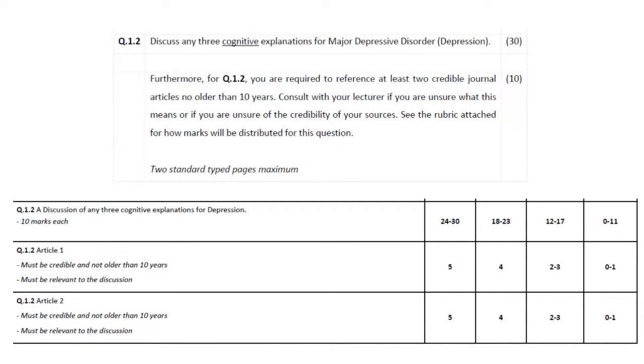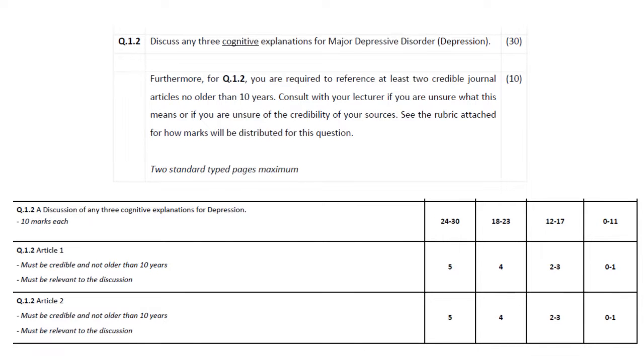Doesn't matter if you use subheadings within your discussion, just to make it nice and clear. But please make sure you pay attention. There's 10 marks here for referencing at least 2 credible journal articles no older than 10 years. So when you are searching for your articles, please remember that we're in 2022, so that means that journal articles can't be older than 2012. So please make sure the articles you select to actually include in your discussion are no older than 10 years, and please make sure they are credible journal articles.